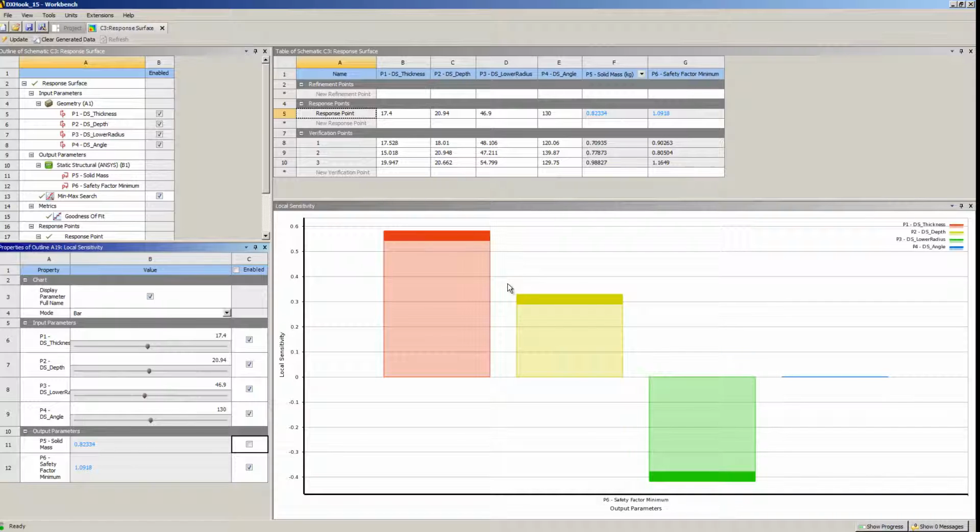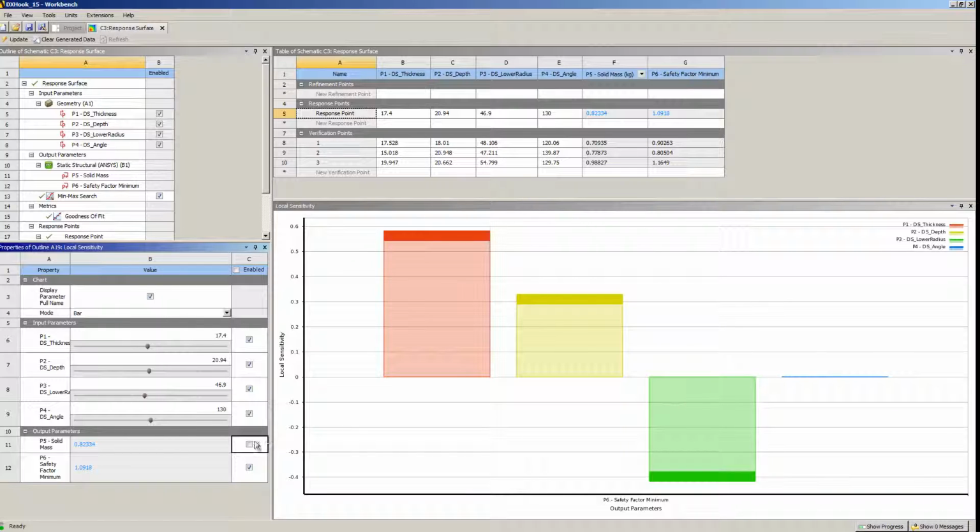As before, the lower radius is negatively correlated. It also has a fair amount of influence, but inversely. And for angle, this blue bar corresponds to the flat curves we saw on previous charts, showing that angle is neutral, with very little impact at all.